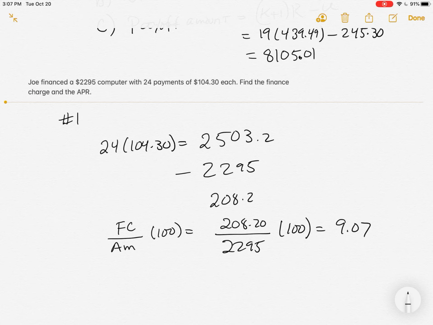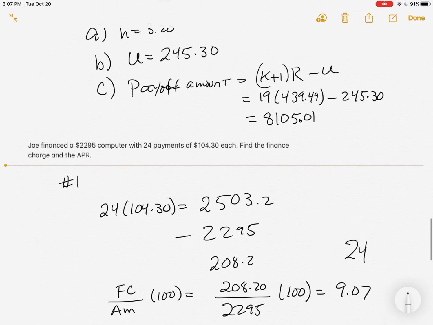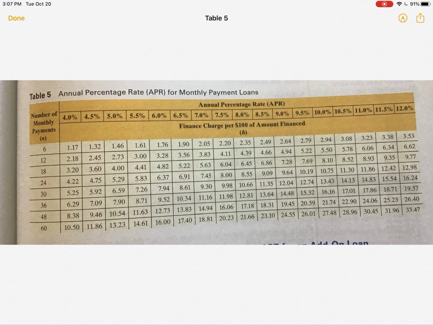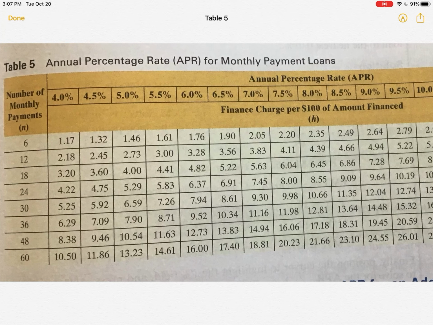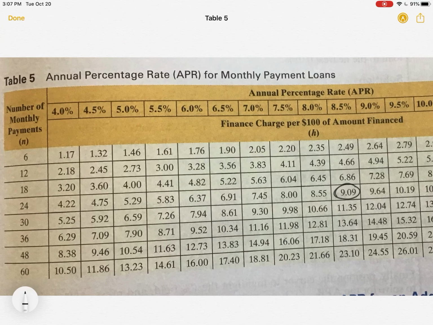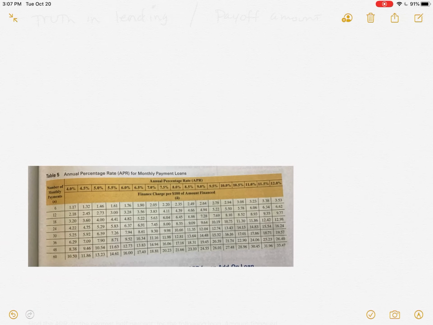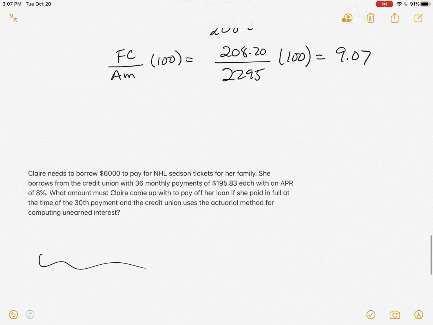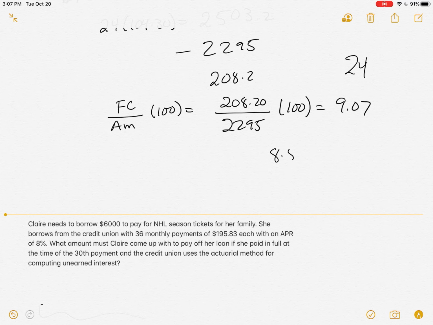So remember, we need to be in the 24 monthly payment row and looking for the closest we can to 9.07. So we're going to go up to our handy dandy little chart. We're focused in the 24 row, and we're trying to find the closest we can to 9.07. 9.09 is super close, and that's telling us that this has an APR of 8.5%. So this is an 8.5% loan. If we didn't know what our loan was, we could absolutely figure it out that way. So that's the answer to this question, 8.5%.